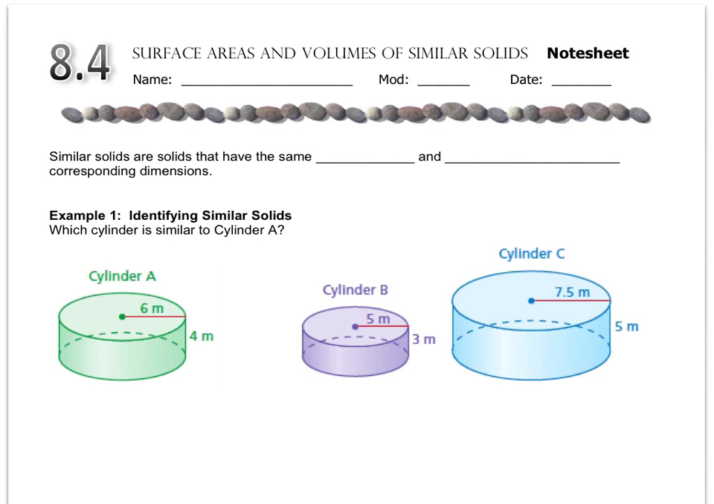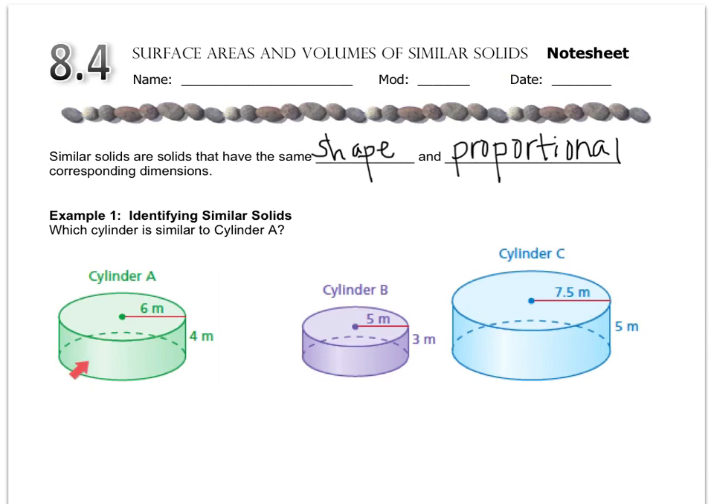To fill in the blanks up top, similar solids are solids that have the same shape. And now we're going to write in that they have proportional corresponding dimensions. Remember back when we did similar figures, we talked about how we could create a proportion from their side lengths. So that's why we filled in proportional corresponding dimensions. To figure out if something is similar, we would create that proportion like we did several chapters ago and see which one is true.